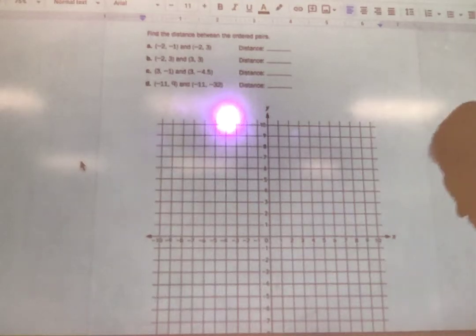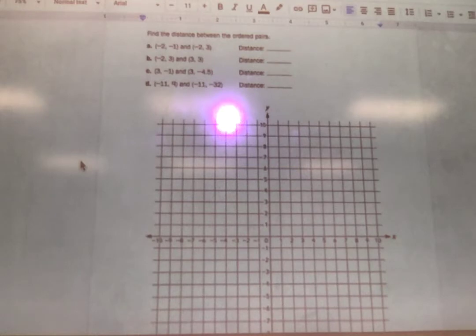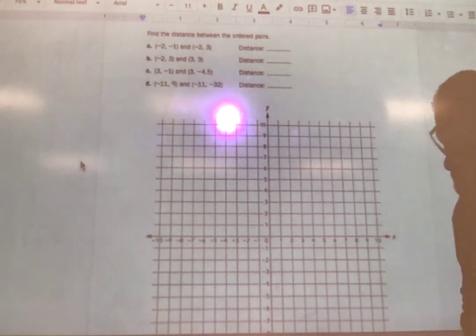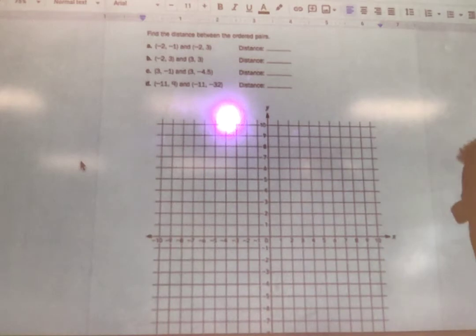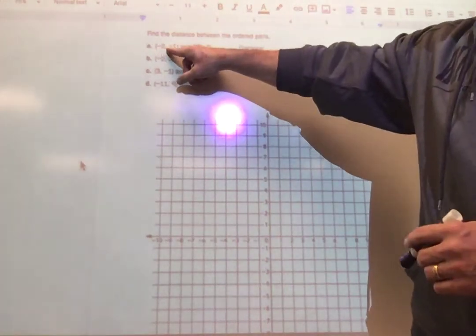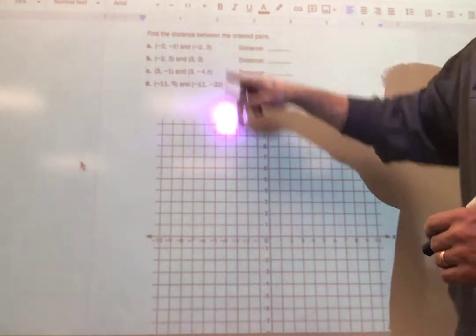All right, on exit slip 413 here, our job is to be able to use absolute value to find distance between points on these coordinate grids. Okay, so we're going to show some things and then talk about a more abstract way with absolute value that you can do this and you don't even need the grid. Okay, so the first one here, I've got these 2 points, (-2, -1) and (-2, 3).